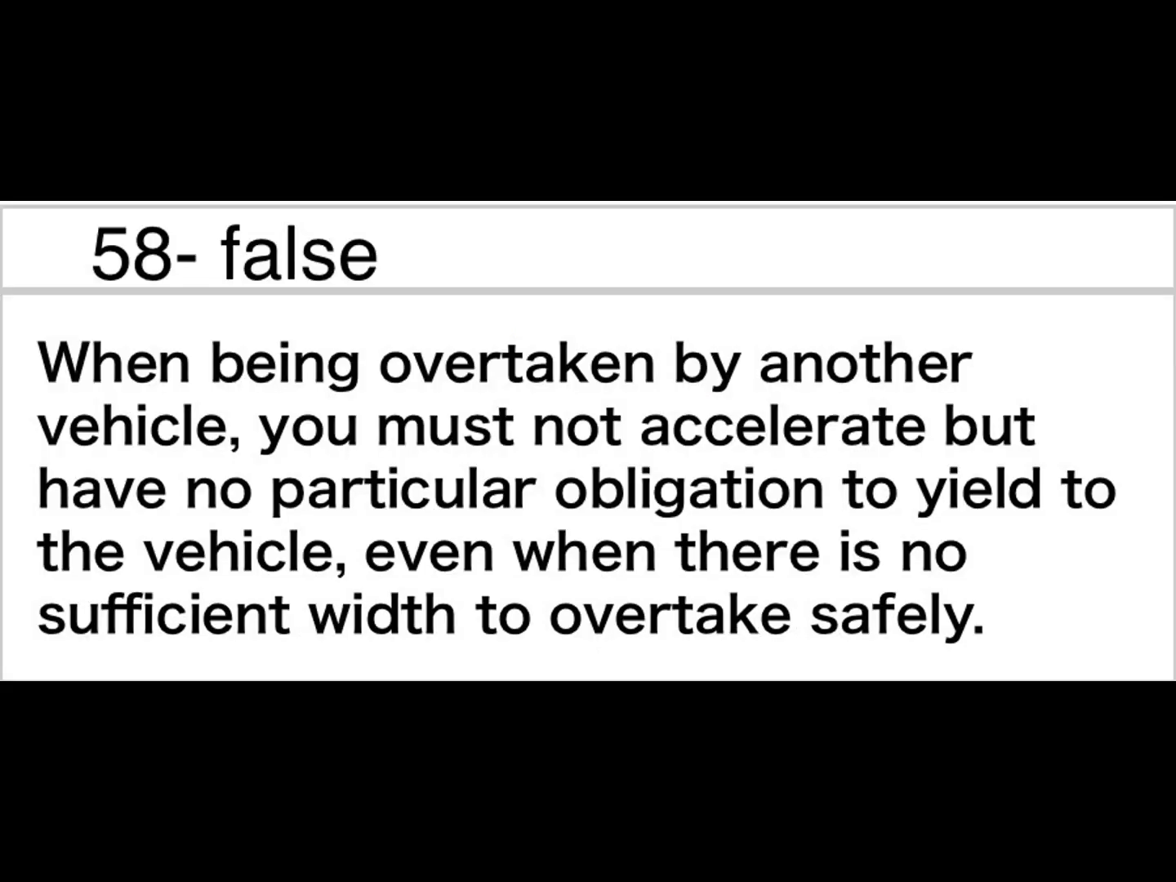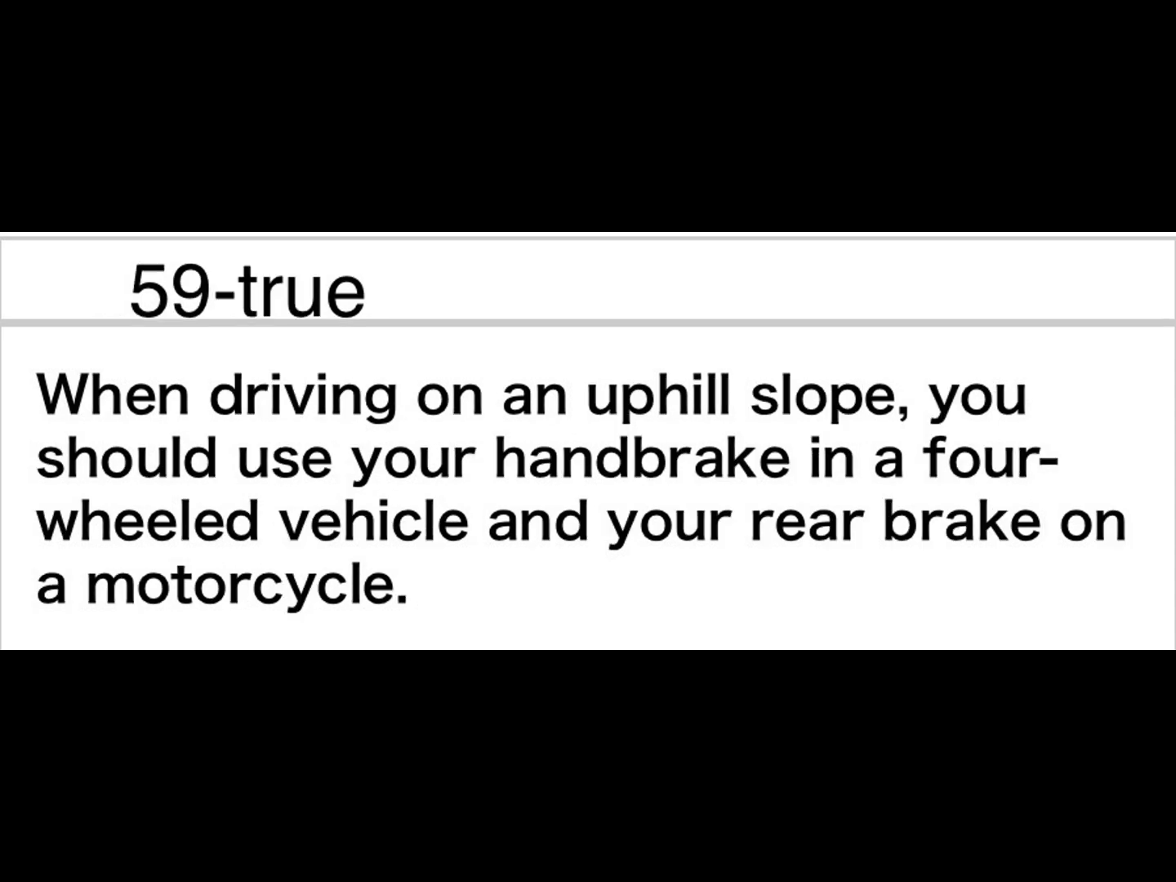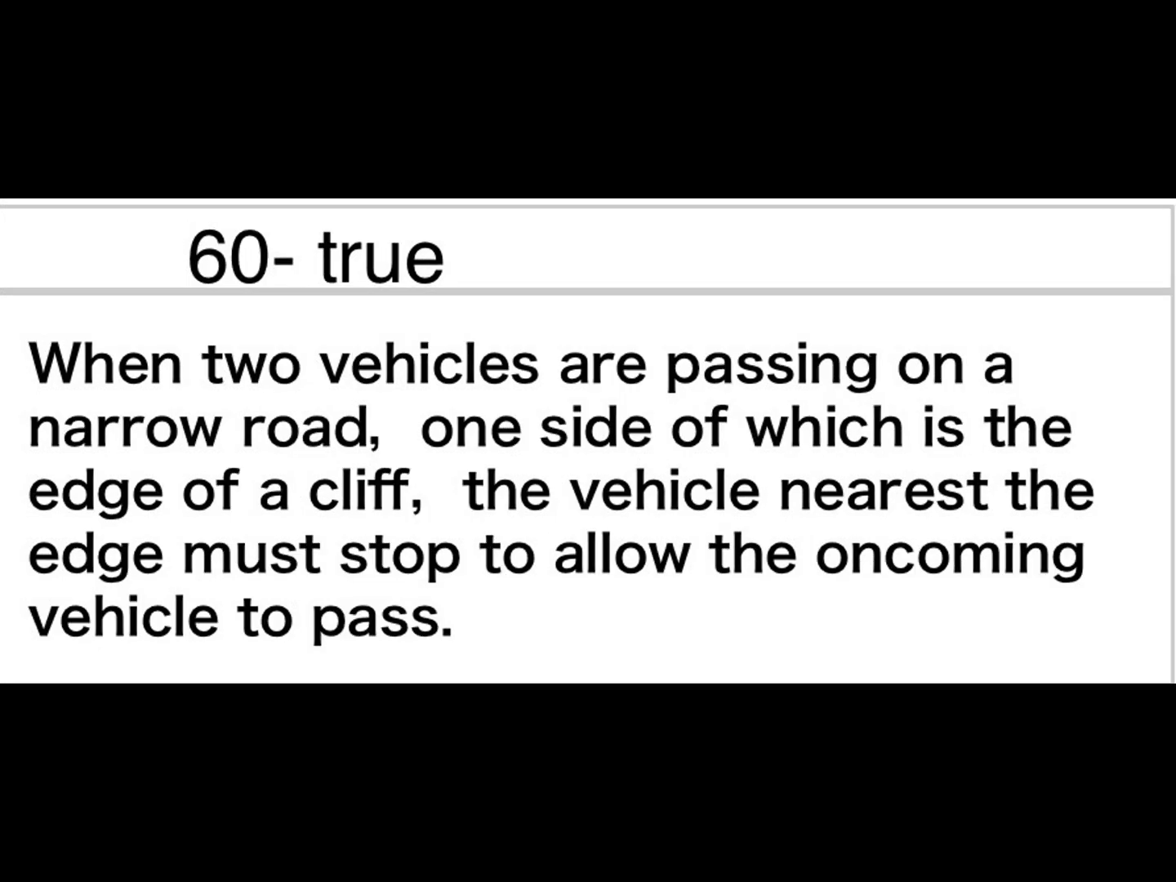False. When being overtaken by another vehicle, you must not accelerate but have no particular obligation to yield to the vehicle, even when there is no sufficient width to overtake safely. False. When driving on an uphill slope, you should use your handbrake in a four-wheeled vehicle and your rear brake on a motorcycle. True. When two vehicles are passing on a narrow road, one side of which is the edge of a cliff, the vehicle nearest the edge must stop to allow the oncoming vehicle to pass.